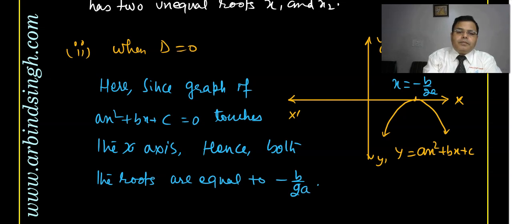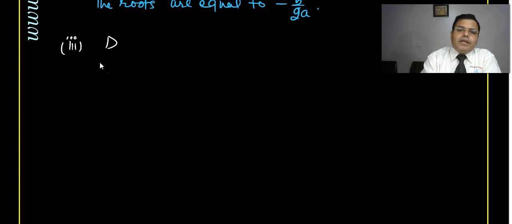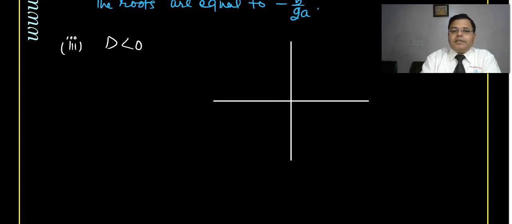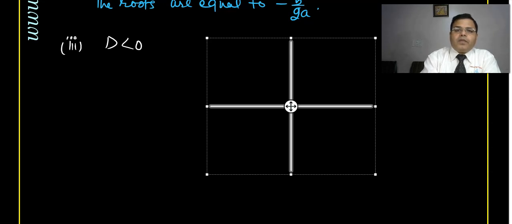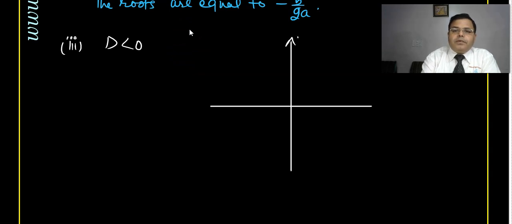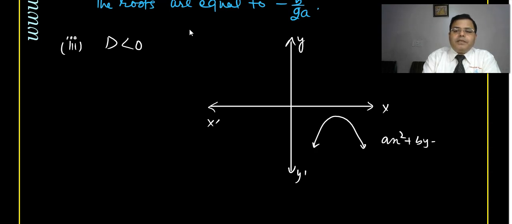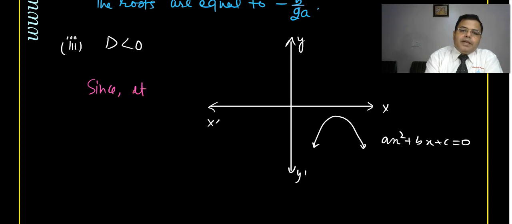Now consider the third case, and in the third case, when D is less than 0, then the graph of the curve will neither touch the x-axis nor intersect the x-axis, but it will be like this. This is y dash, x dash, and the x-axis, and the graph of this will be like this here. This is the parabolic graph of ax square plus bx plus c is equal to 0, or that is y is equal to this. So this is a graph, ax square, since here it neither touches the x-axis nor intersects it, and therefore there are no roots.